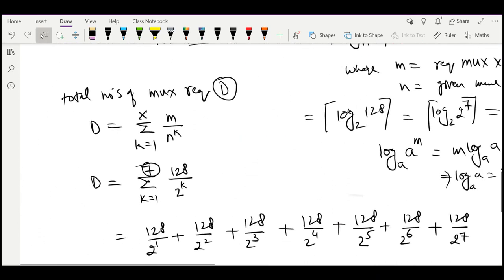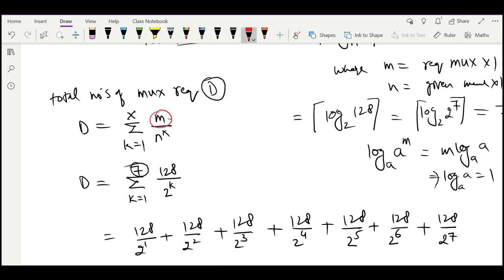Okay, so always remember that M is required and N is given, not the vice versa. Otherwise, you will get the wrong answers.